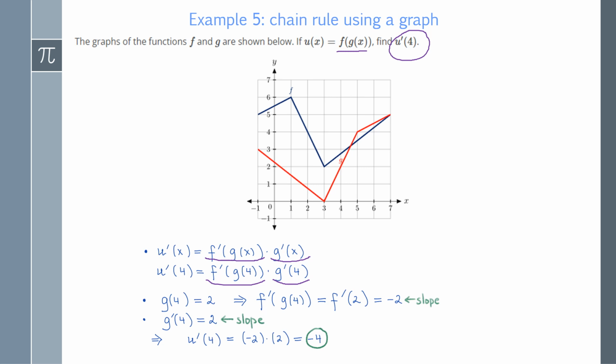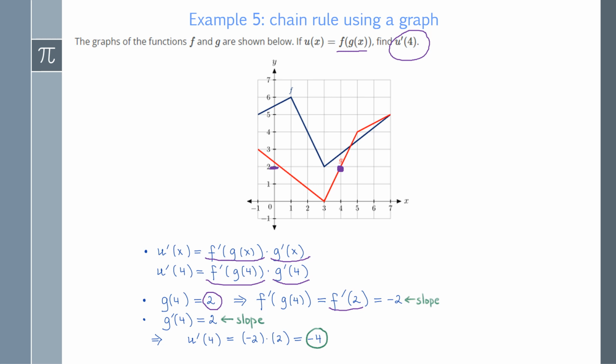Well, what is g of 4? That would be this point right here that I'm marking on the graph. I'm looking at the value that I get here, so that would be 2. It's on the vertical axis. So that's what this 2 represents. It's the y coordinate of that point on the red line. So that means f prime of g of 4 is equal to f prime of 2. So, f prime of 2.